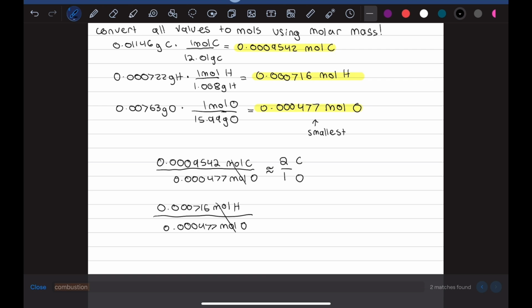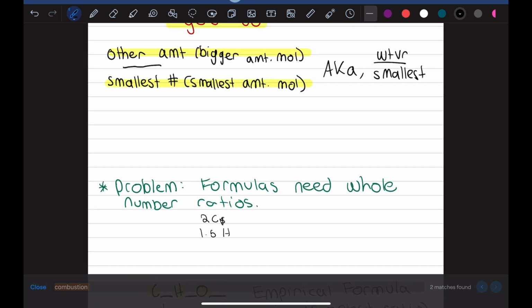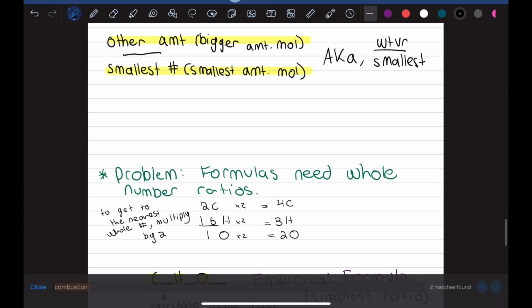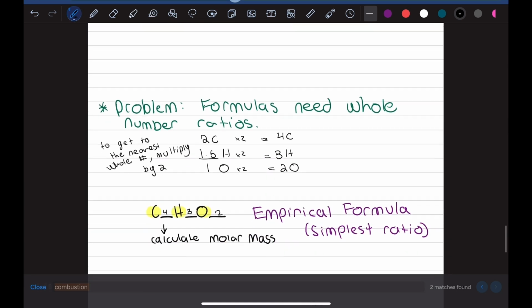All molecules have whole number ratios. Since we had 1.5 H's, we need to multiply everything by 2. If we had 0.33 H's, for example, we could multiply everything by 3. Finally, we found the simplest number ratio of this molecule. This is called an empirical formula.